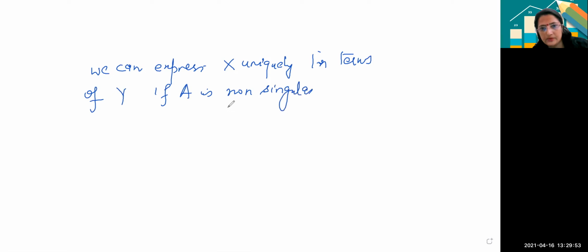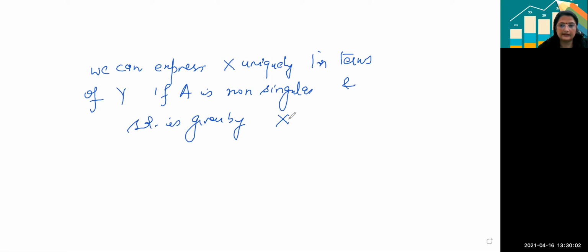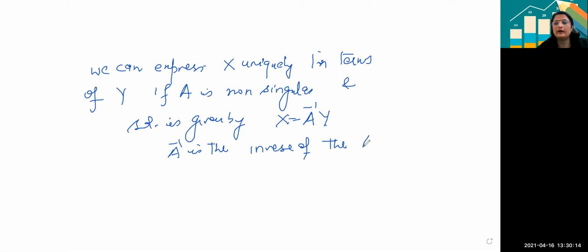Non-singular matrix means the determinant of the matrix is not equal to 0, and the solution is given by x is equal to A inverse y, where A inverse is the inverse of the square matrix A, right? Now the next in the category is when the linear transformation is called orthogonal. So next heading you will give: orthogonal transformation.